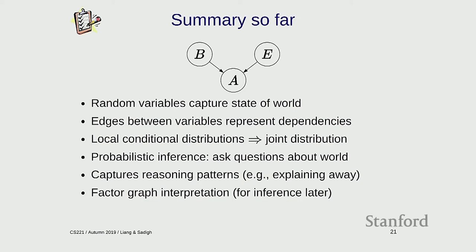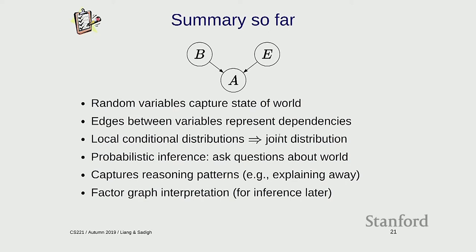So let me summarize so far what we've done. We've introduced Bayesian networks, where we have random variables that capture the state of the world, and edges between those variables that represent dependencies between them. Based on those dependencies, we define local conditional distributions. You multiply all those local conditional distributions, and you get a joint distribution.